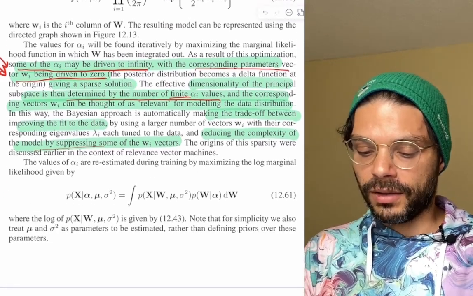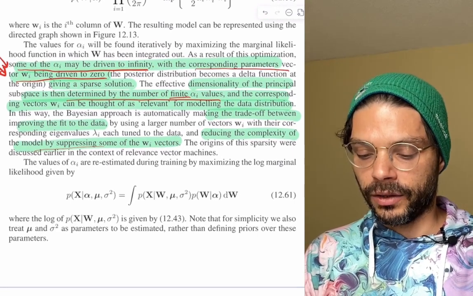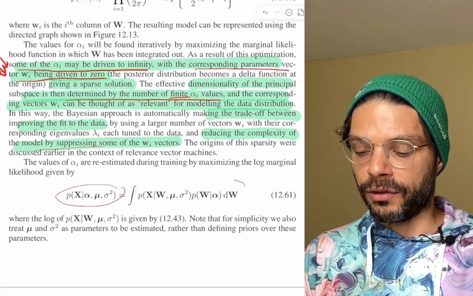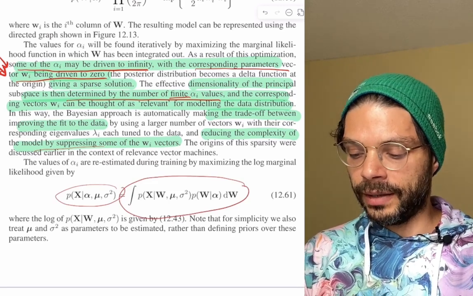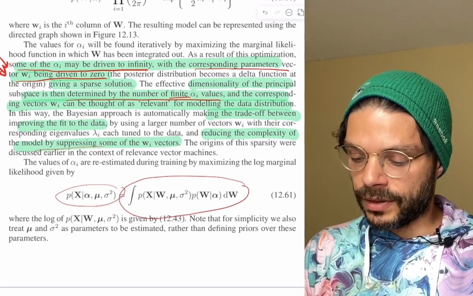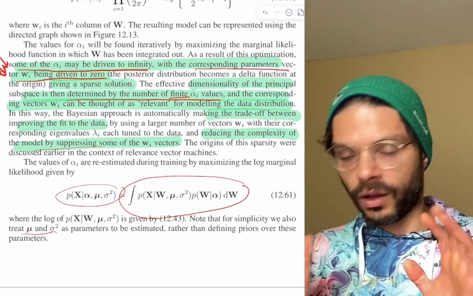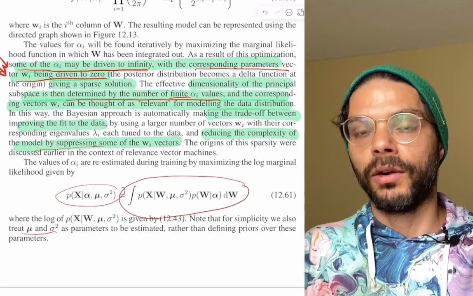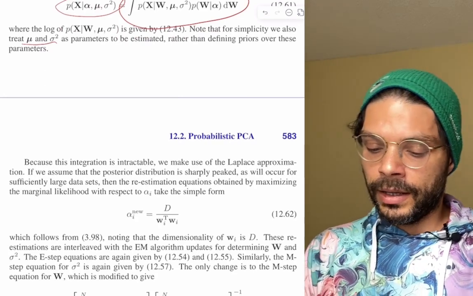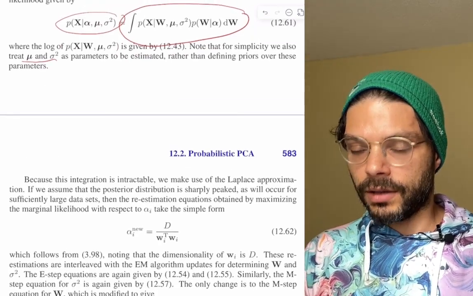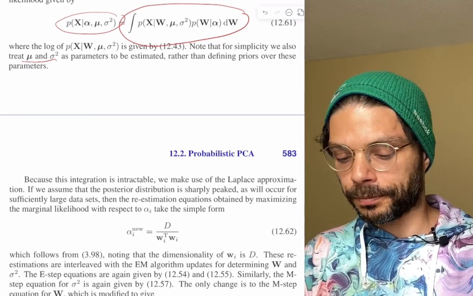Okay, so the values of alpha_i are re-estimated during training by maximizing the log marginal likelihood. So the likelihood is here, and we're marginalizing out the parameter values. Note that for simplicity, we also treat mu and sigma squared as parameters, and we don't have priors on them. You could make this more complicated, and there is a link to a paper that does this, but for now, let's just focus on W. This integration is intractable, so these formulas are going to be complicated. We make use of the Laplace approximation.